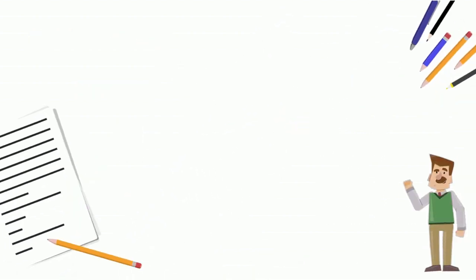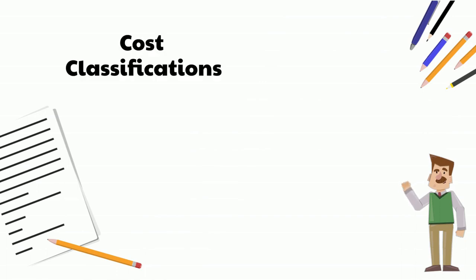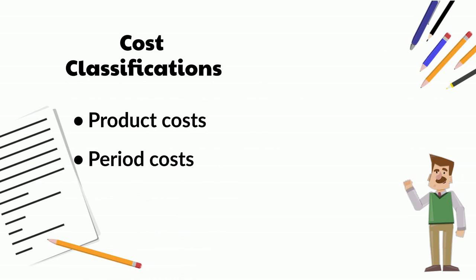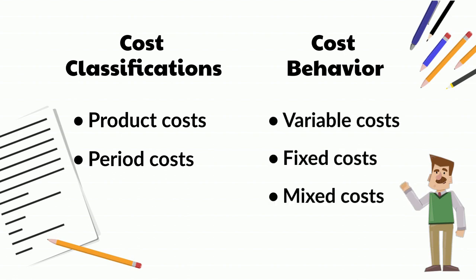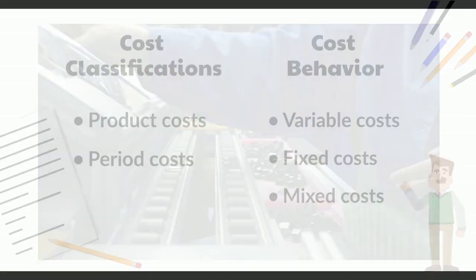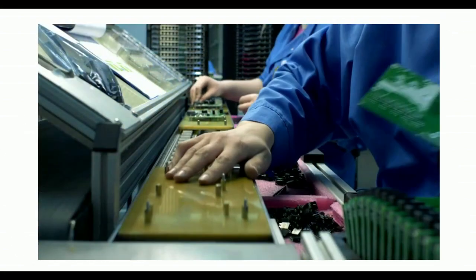So we're going to cover two important cost classifications used in accounting: product costs and period costs. We'll also talk about cost behavior, which can be classified into variable costs, fixed costs, and mixed costs. Let's start with product costs.